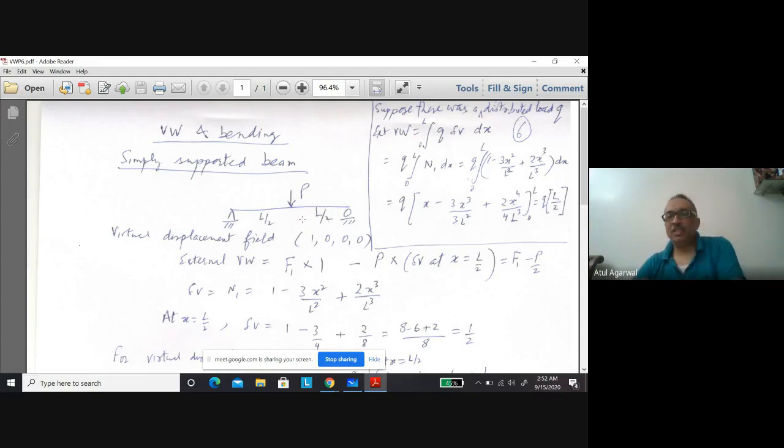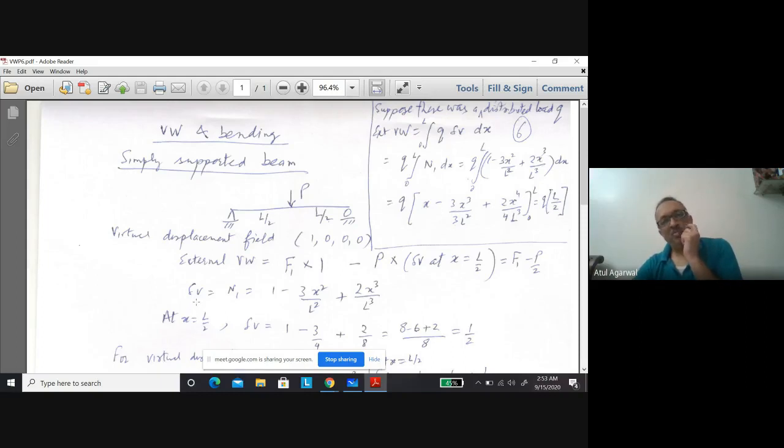What is the virtual displacement at x equal to L by 2? We have to find the value of N1 at x equal to L by 2. You look here, N1 is given by this expression. Put x equal to L by 2. What do you get? Here it is L by 2, it's going to become 1 by 4. And again, this is L by 2, this becomes 3 by 4. 1 by 4, 3 by 4, so it becomes minus half. So we get a value of half. So we get F1 minus P by 2.